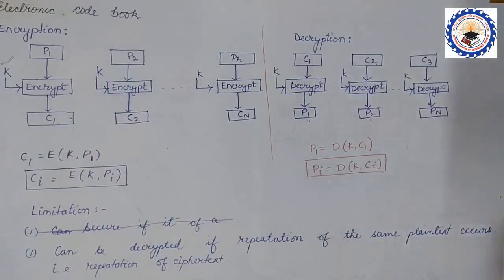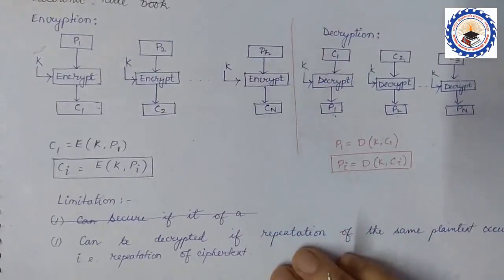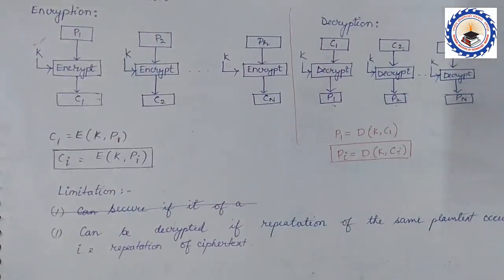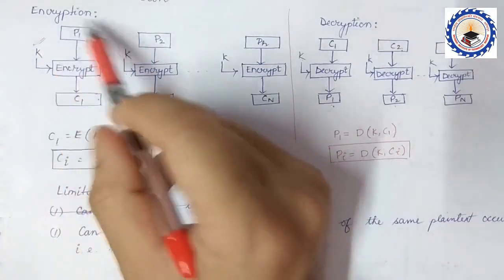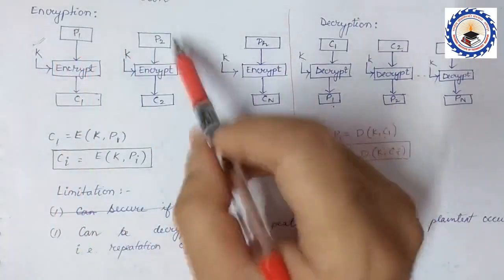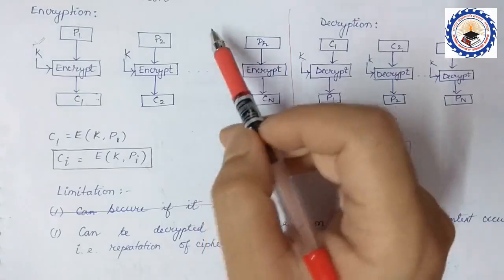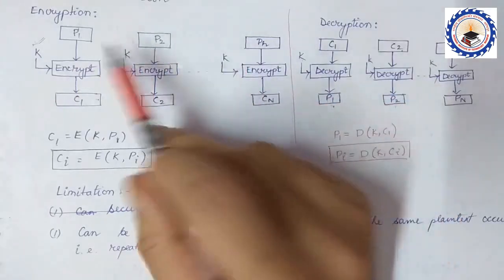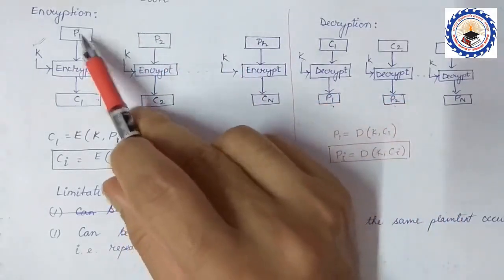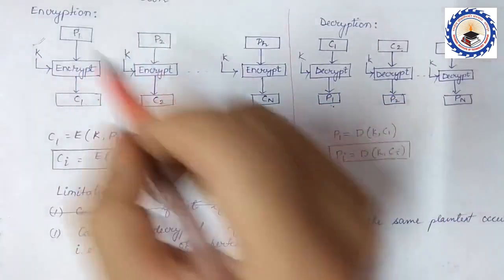If you look at this electronic code book mode, there are some disadvantages. What are the disadvantages you can see? When we group the plain text into certain bits, for example 64 bits, the same pattern of P1 can be repeated somewhere else. It may or may not be repeated.